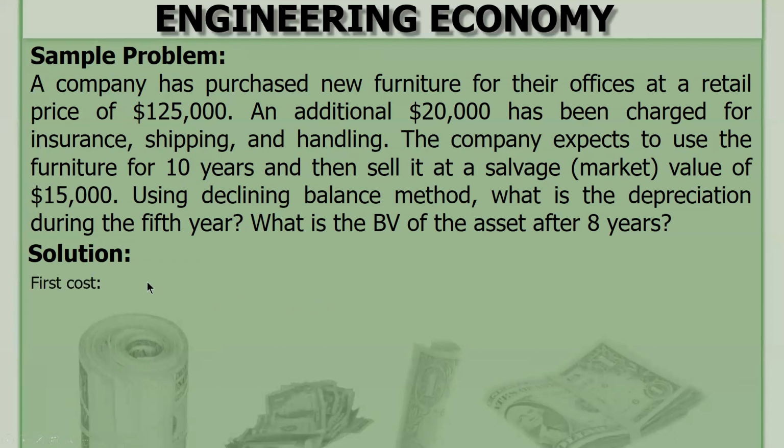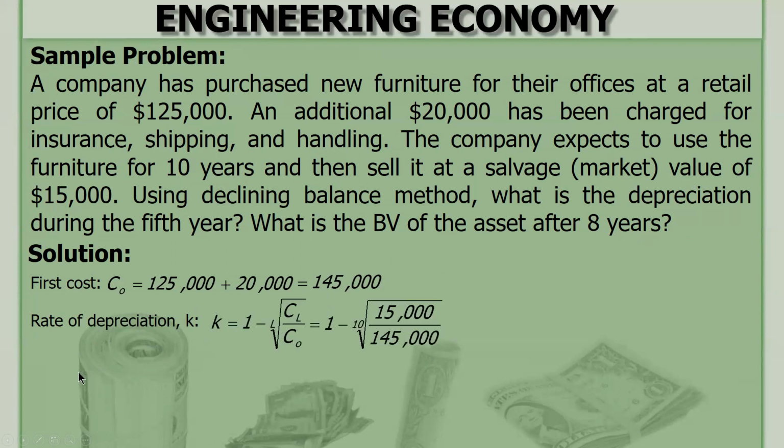So given first cost, $125,000 plus additional cost of $20,000. The total is 145,000. So we can now solve for the rate of depreciation kasi given ang first cost, given ang salvage value, and life sa property which is 10 years. So this one, this formula, and then you substitute. Okay. The rate of depreciation is 20.3% or 0.203.